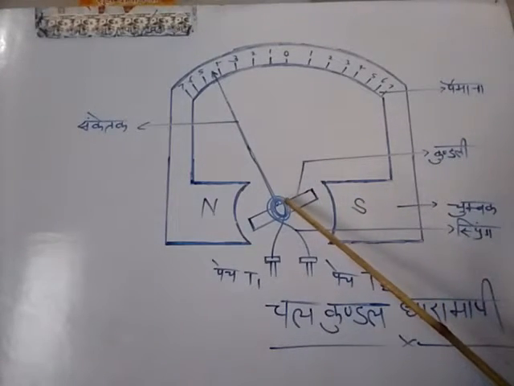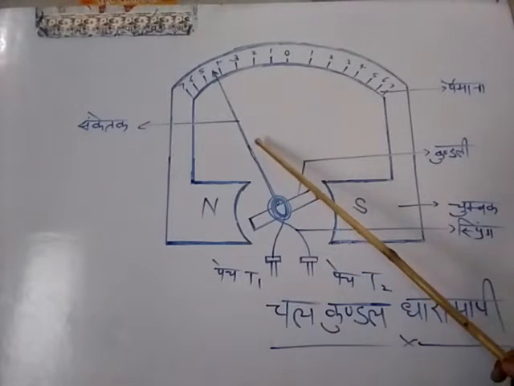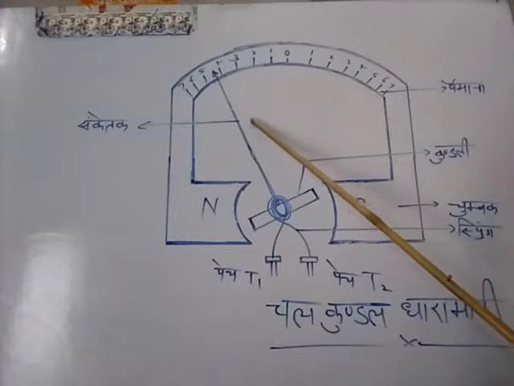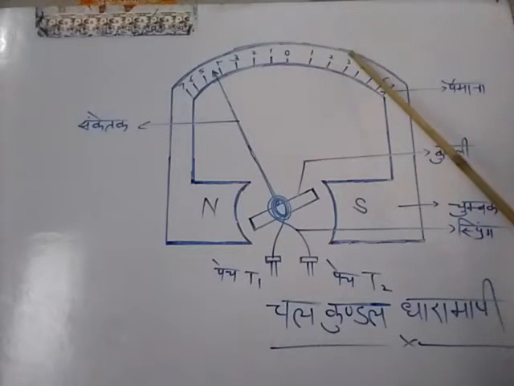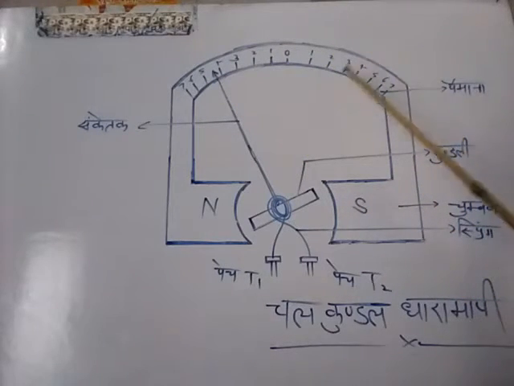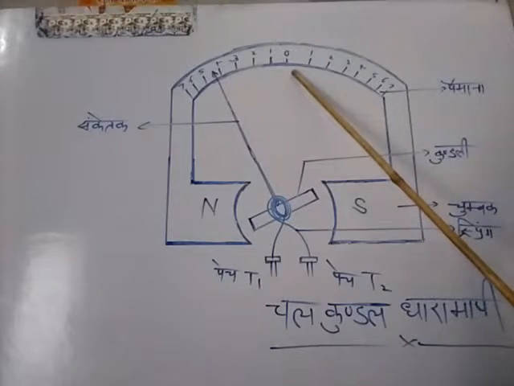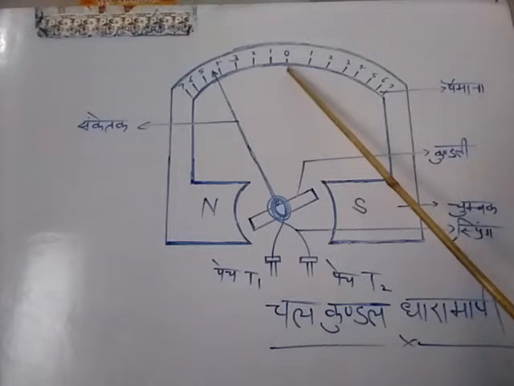A long pointer is connected to the midpoint of the coil, and this pointer moves on the scale. Here is the scale of the galvanometer, and the zero of the reading is in the midpoint of the scale.